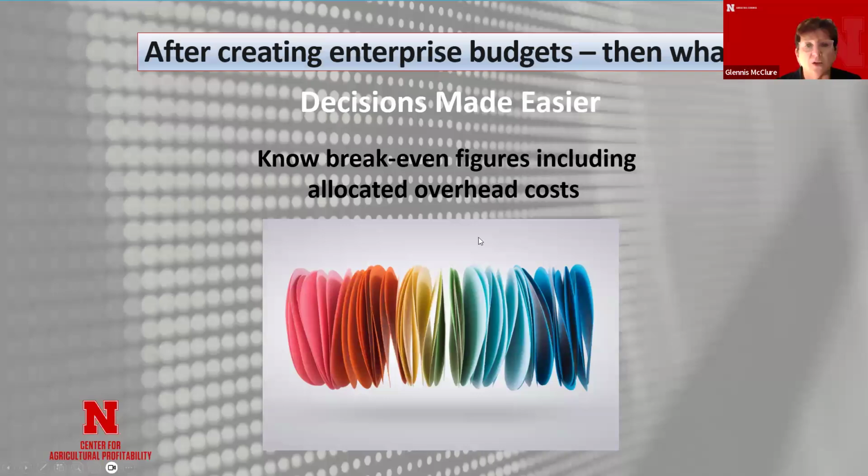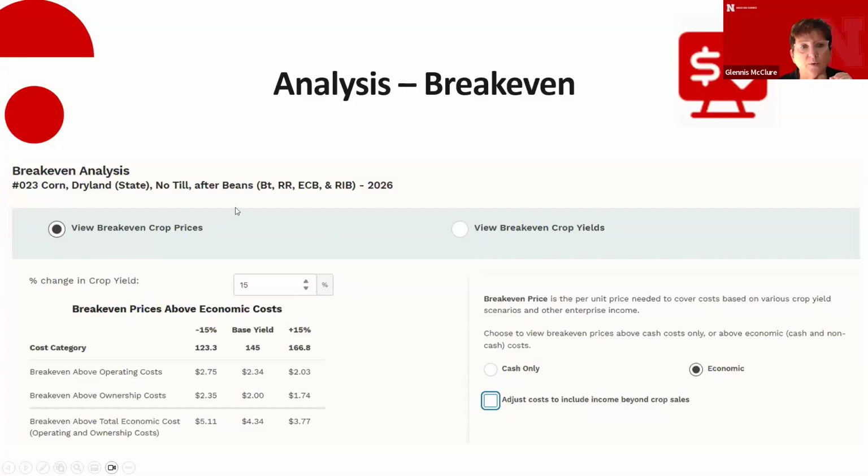So this again is a screenshot. Now this is that dryland corn budget for 2026. And we were looking at 434 as our base. Our base yield was 145 bushel. We're looking at 434. This again, just an example, and that's on an economic basis. Break even above total economic costs.